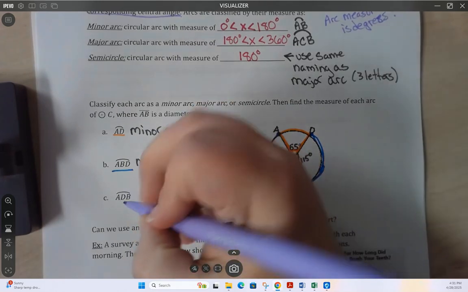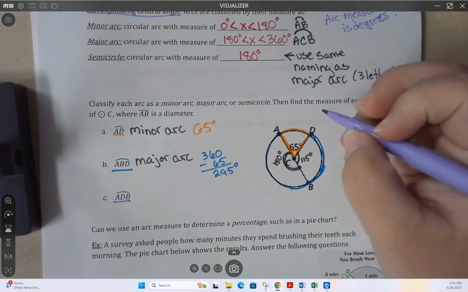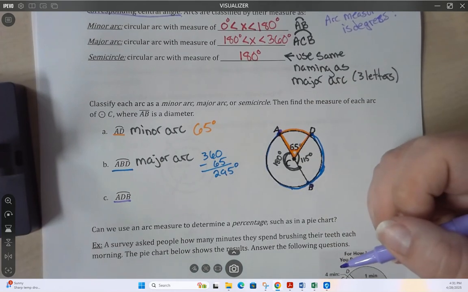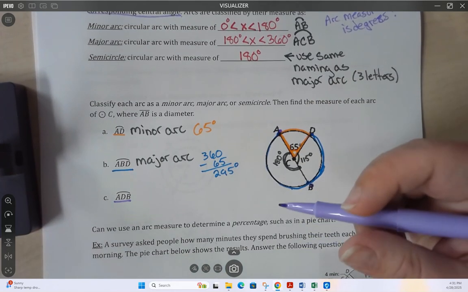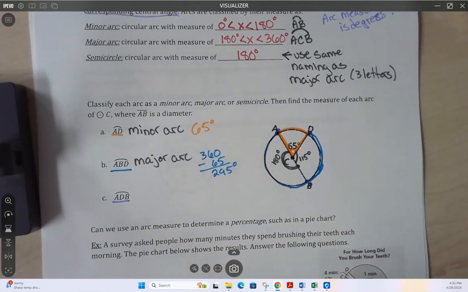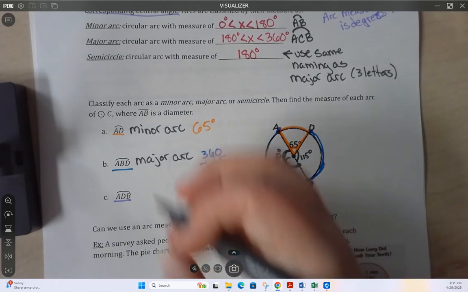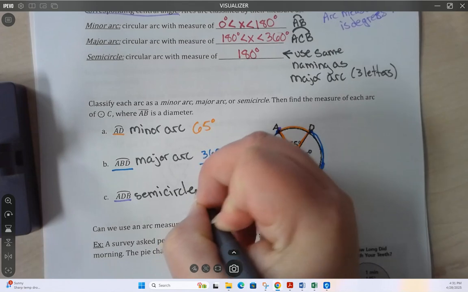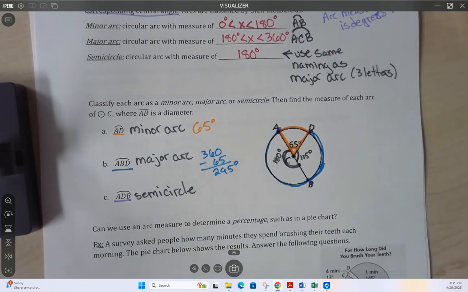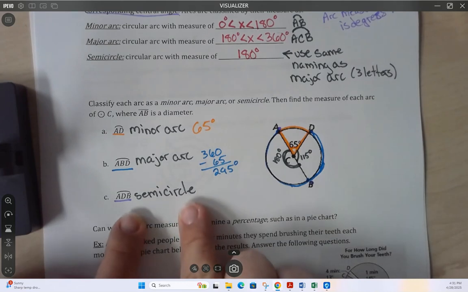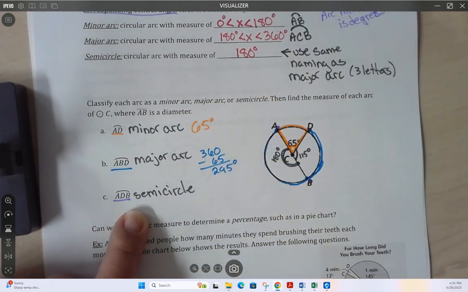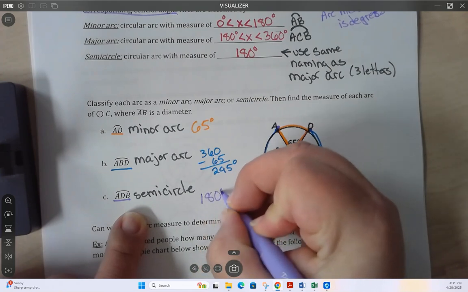And then finally, arc ADB. So we're starting at A, we're ending at B. Well, if AB is a diameter, that means that this is going to be a semicircle anyway. Doesn't matter which way we go about it. If those two endpoints are the endpoints of a diameter, this is going to be a semicircle. And if it's a semicircle, unless I've forgotten that a semicircle is 180, I don't even need to go through all of this. That's 180 degrees.